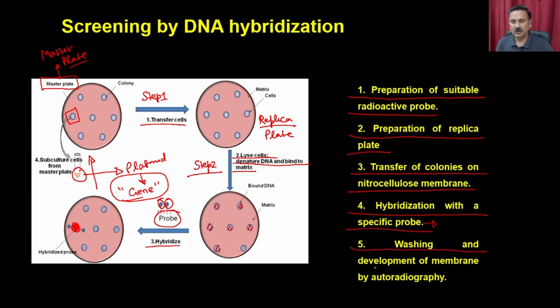And then you wash and develop the membrane by autoradiography, and that is going to tell you on which colony the probe is binding, and that's how you can go back to the master plate and identify it.